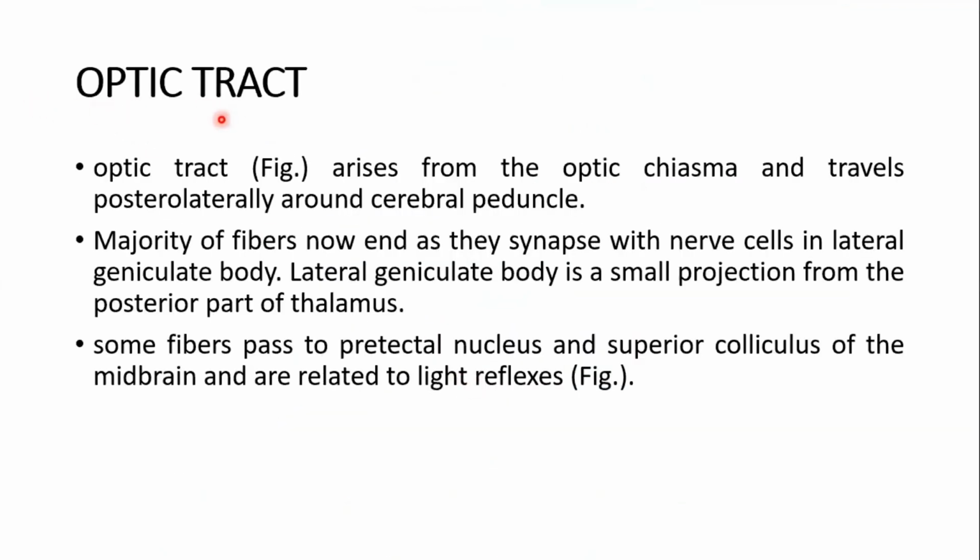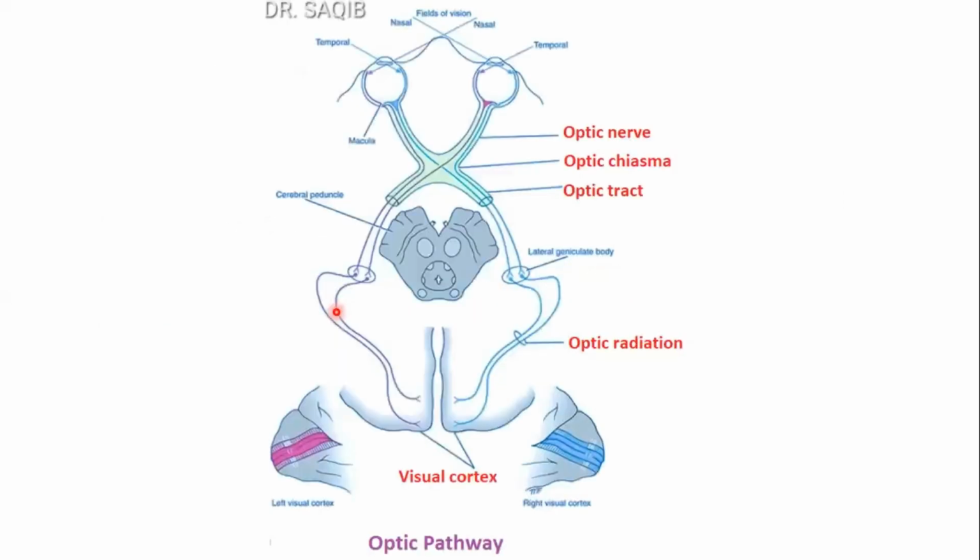And the optic tract arises from the optic chiasma and travels posterolaterally around the cerebral peduncle. The majority of fibers now end as they synapse with nerve cells in the lateral geniculate body. The lateral geniculate body is a small projection from the posterior part of the thalamus. I showed you already, you could see again. This is the lateral geniculate body, right?